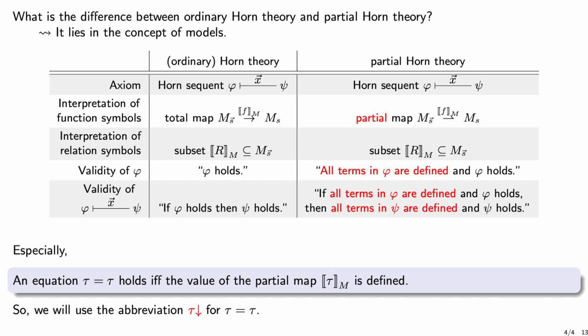This table shows the difference between Horn theory and partial Horn theory. Both theories are sets of Horn sequents, and the interpretations of relation symbols are the same, but the interpretation of function symbols is different. In ordinary Horn theory, each function symbol is interpreted as a total mapping, while in partial Horn theory, each function symbol is interpreted as a partial map.